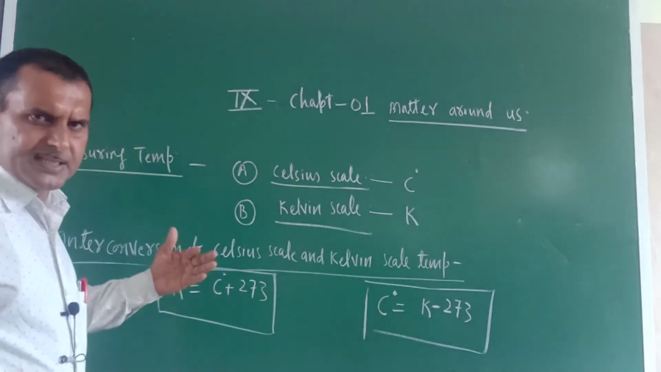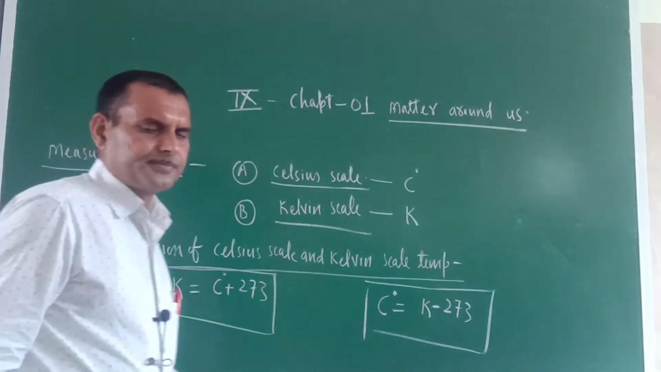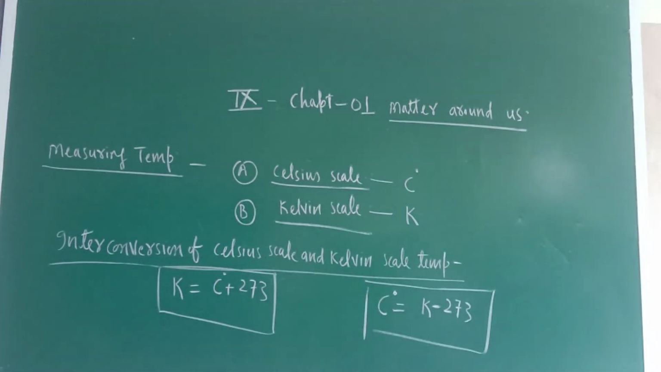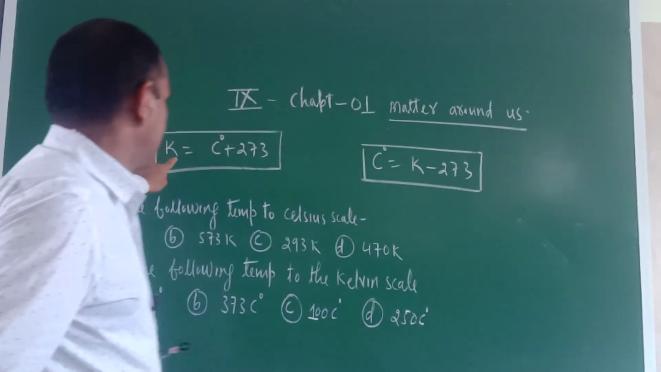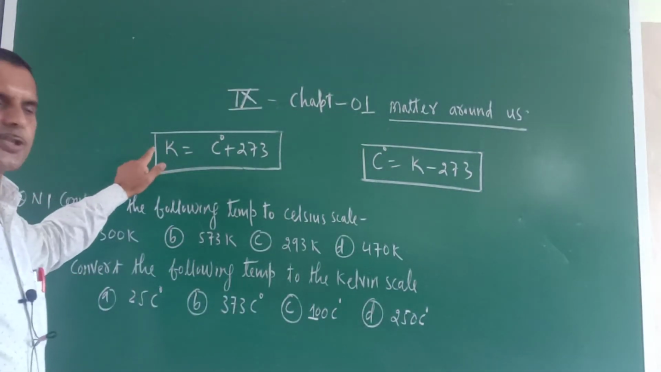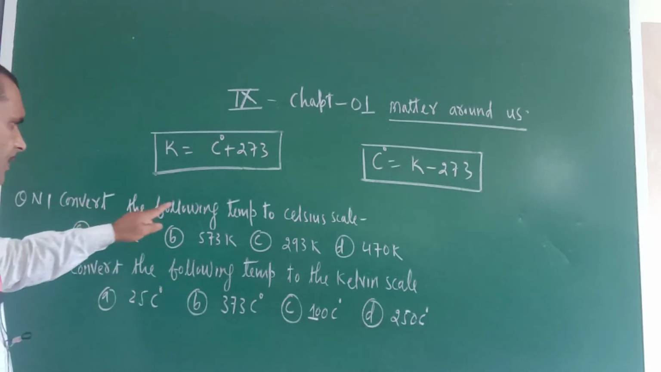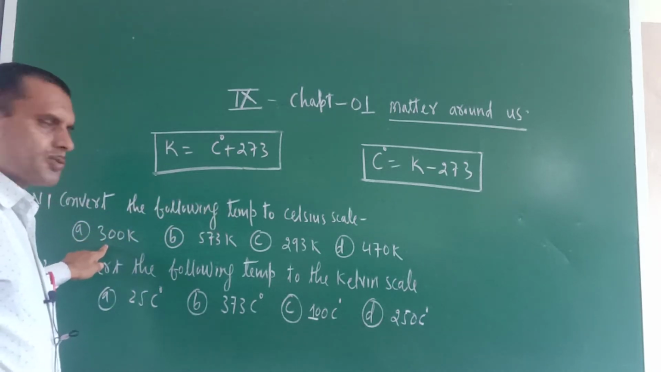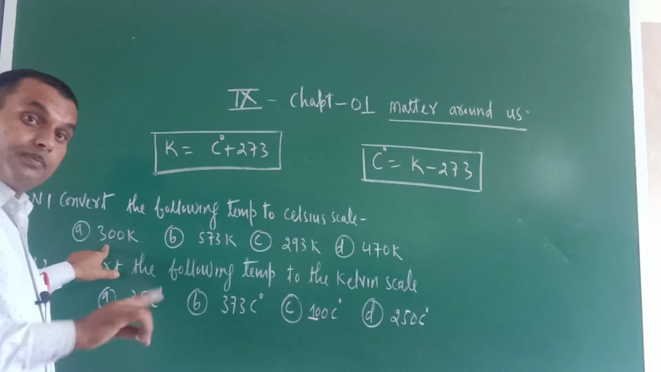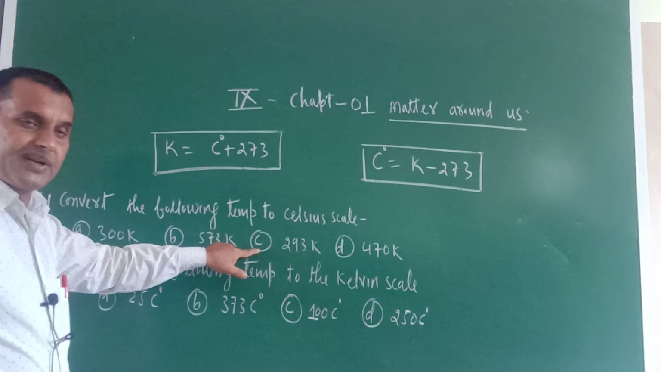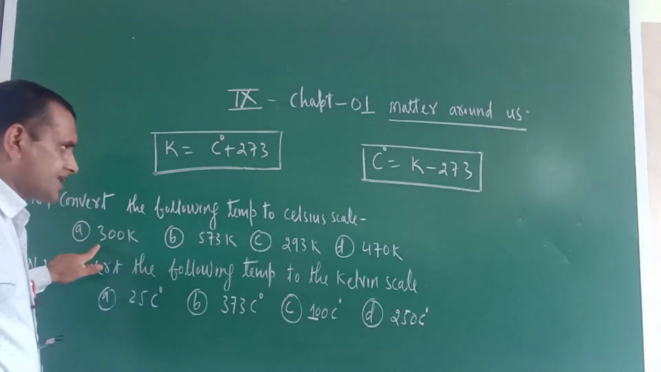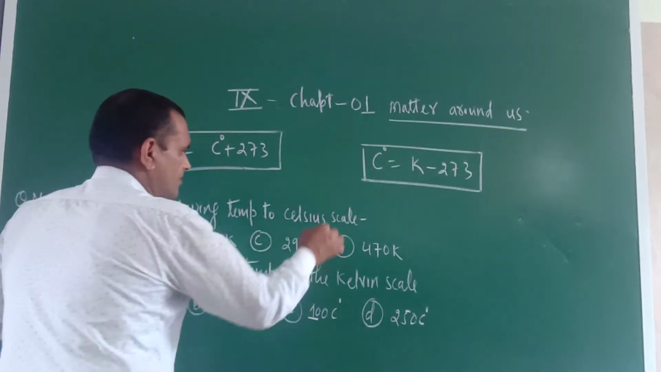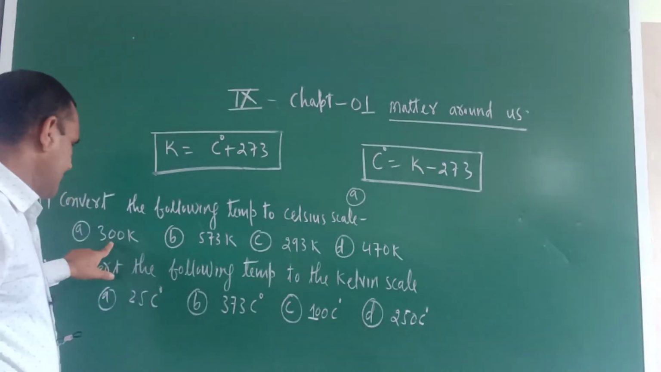There are some exercises we'll solve here. So just see, this is the relation for the interconversion. This is the formula. Now 2 questions are there. Convert the following temperatures to the Celsius scale. Celsius scale means these temperatures are given in the Kelvin scale. You have to convert them into the Celsius scale, so this formula should be applied. Now I am solving A. What is the first temperature?